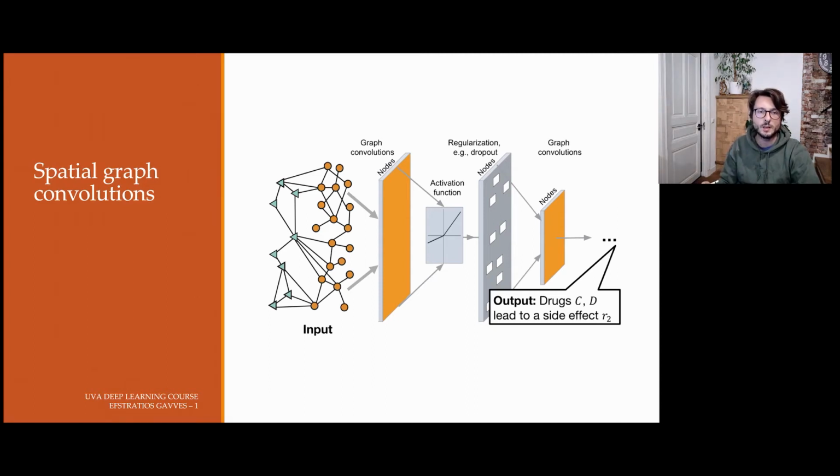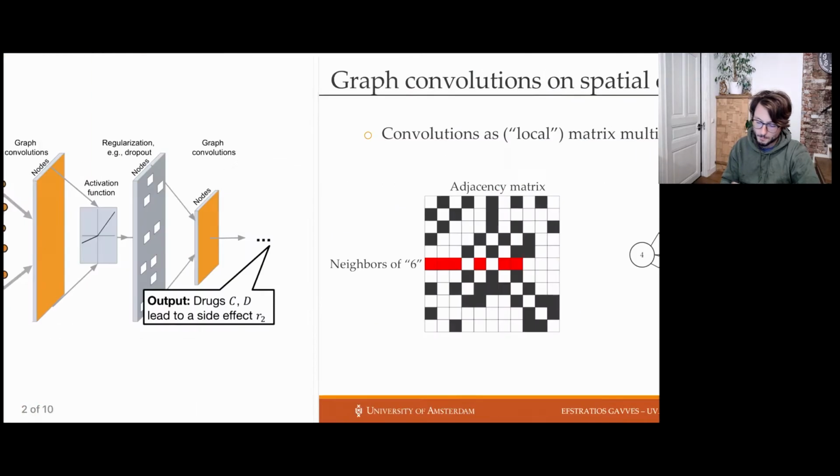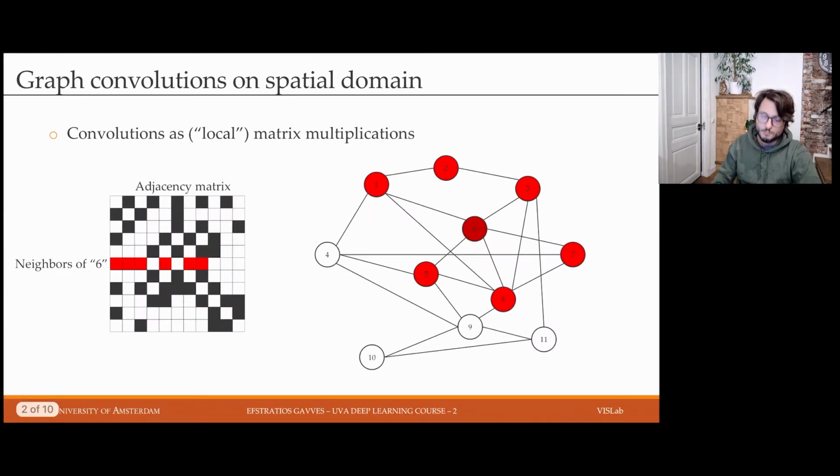Hi, let's continue now with spatial graph convolutions after spectral graph convolutions. So spatial graph convolutions try to address some of the problems that spectral graph convolutions have in the context of deep neural networks. The basic idea is to approach graph convolutions on the spatial domain, so see convolutions as local matrix multiplication. So we've got our neighborhood, we've got our locality.